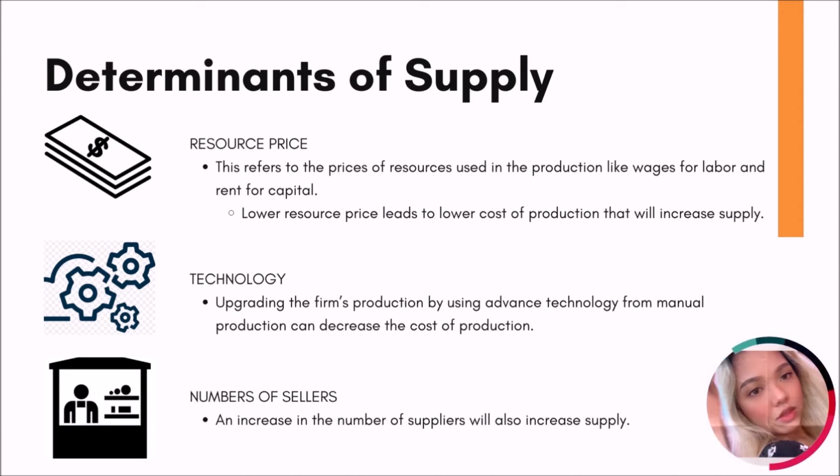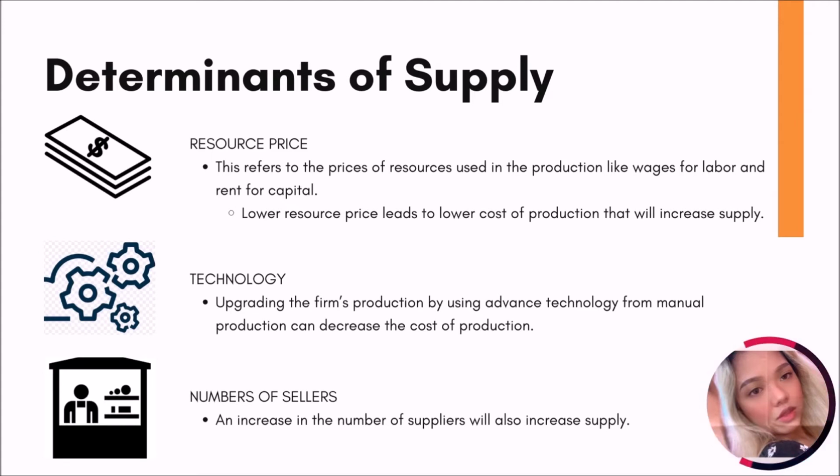The second determinant would be technology. Upgrading the firm's production by using advanced technology from manual production can decrease the cost of production. Instead of paying laborers with wages, the firms can make efficient production by using machineries that help lead to an increase in supply. The third would be the number of sellers.